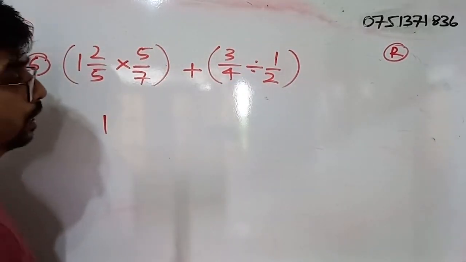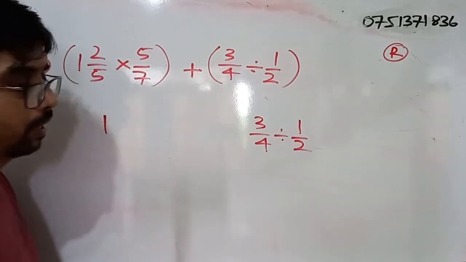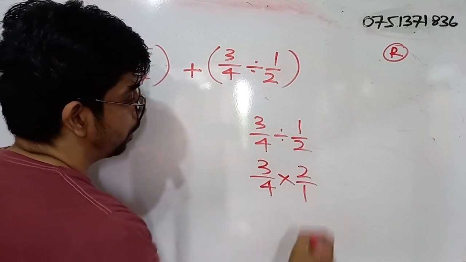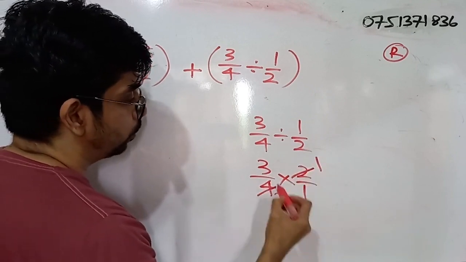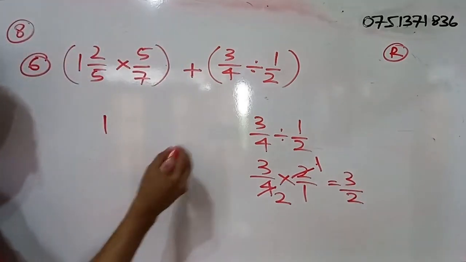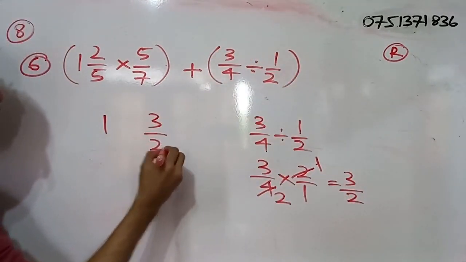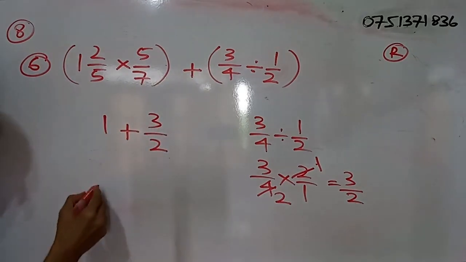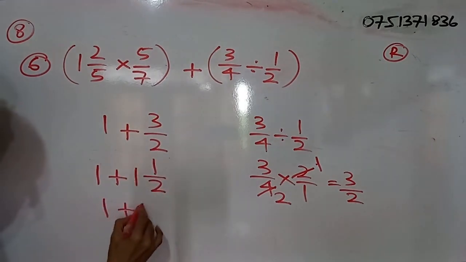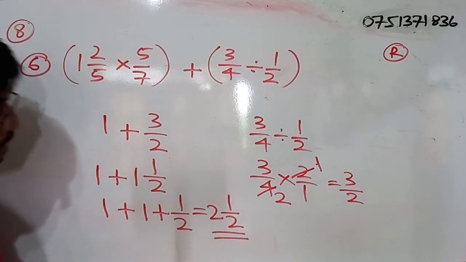Now we move to this fraction, right? So 3 by 4, we have to divide that by 1 by 2 or 1 half. So 3 by 4 multiplied by the reciprocal of this, which is 2 by 1. So 2 times 1, 2 times 2, 3 times 1 we get 3, 2 times 1 we get 2. So if we consider this bracket, the outcome is what? 3 by 2, and we have to add, right? So 1 and 3 by 2 means what? 1 half. So 1 plus 1 plus 1 half, that means what? 2 and a half. That is the answer.